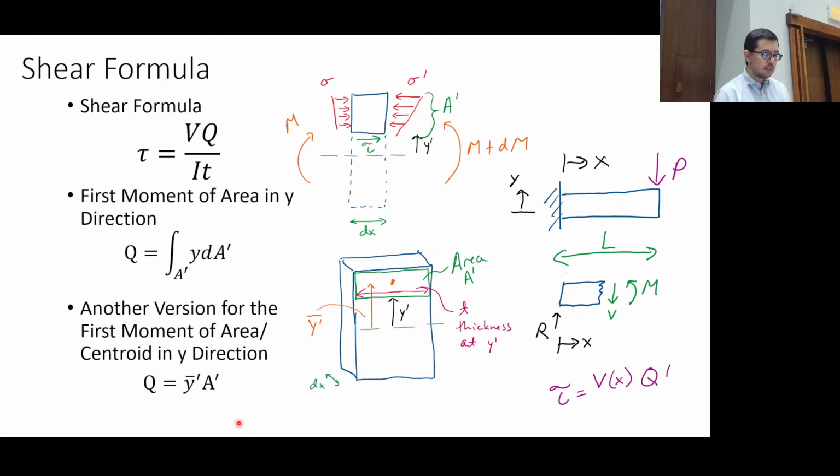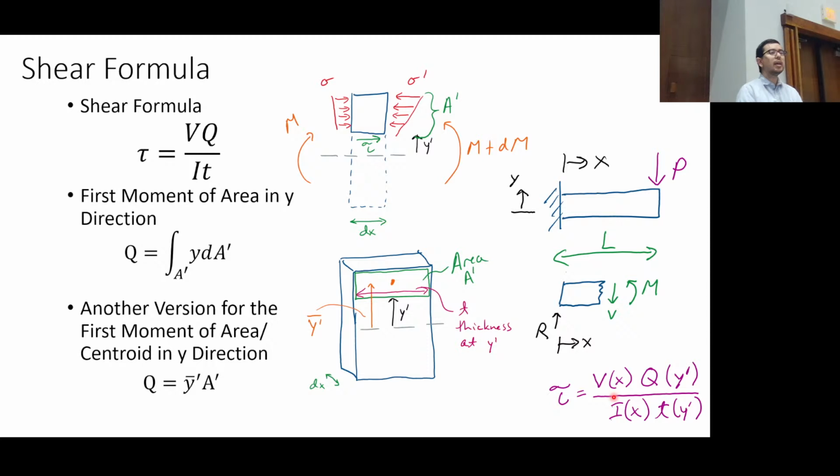Anyway, we can write out that we have this form of VQ over IT. It's an important one though, right? Look, what is V dependent on? V is dependent on where I am along the length. In the case where it's just a load on the end, we know that the internal shear force is just equal to this P, so V will be independent of X.